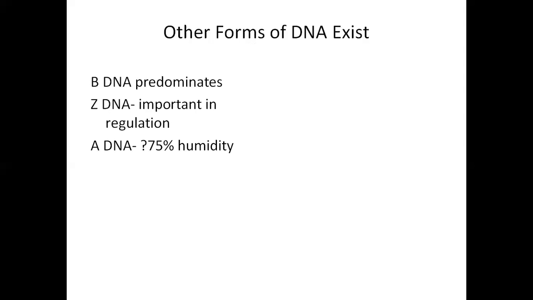A-DNA is observed when the humidity decreases to 75%. There is some question as to whether this is simply an experimental artifact or whether it is physiologically important. The same can be said for other forms which develop by changing salt type, salt concentration, and/or humidity.